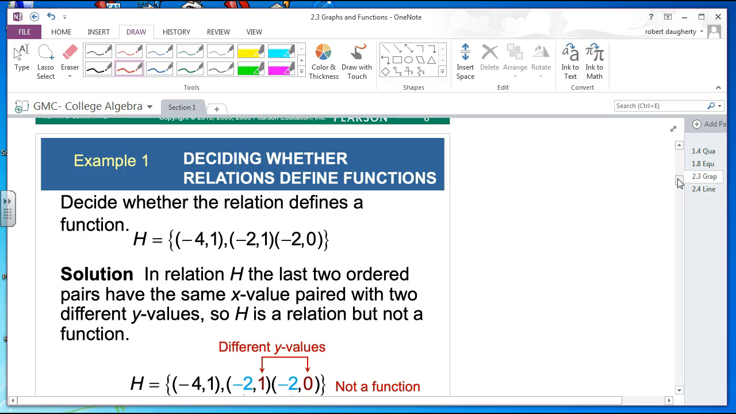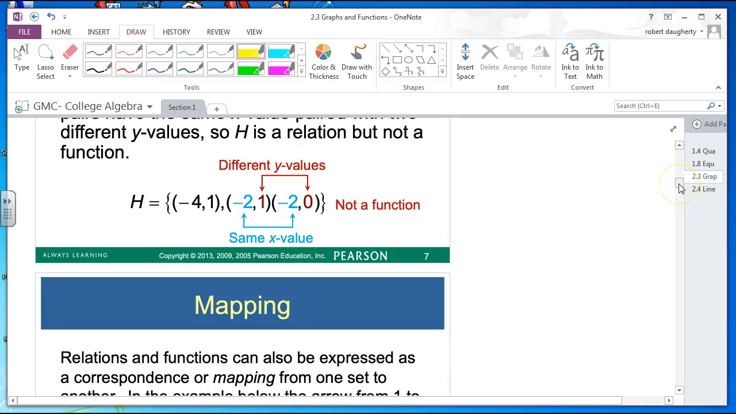Let's decide whether this relation H is a function. What I'm keying off of is, are there repeated x values? Yes. And I'm getting different y values back. So that tells me that this is not a function. It is a relation, but it's not a function because I see repeated x values giving me different y values back.